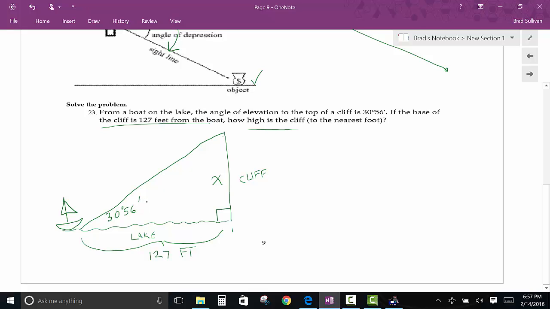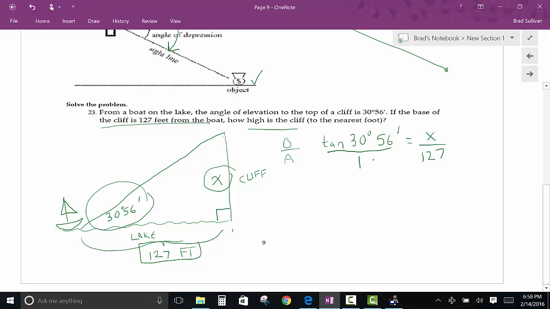So now if you look at what you were given, I've given you this angle, we're finding the side opposite, and I gave you the side adjacent. So that means we're going to use the tangent. Opposite over adjacent is the tangent, so we say the tangent of 30 degrees 56 minutes is equal to opposite, which is x, over 127. Okay, like that. Right, now this is a proportion, so we cross multiply it.